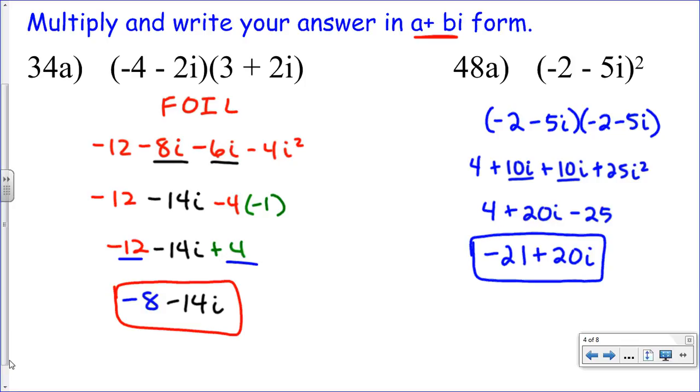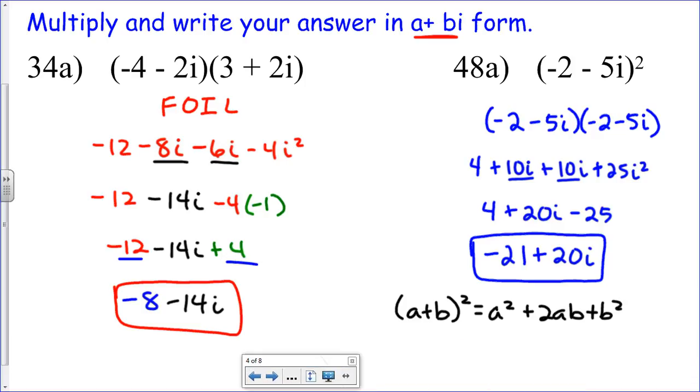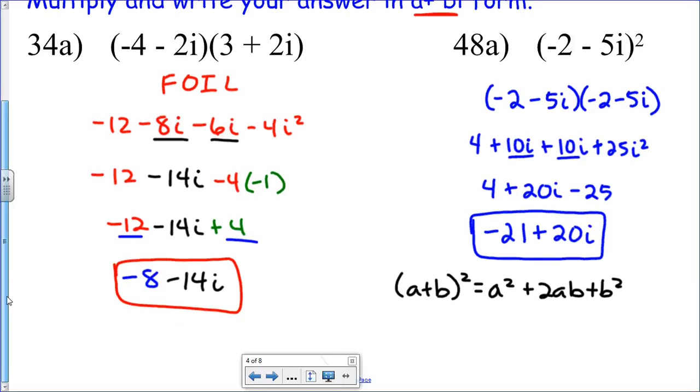Okay, when you square a binomial, the shortcut is a squared plus 2ab plus b squared. So, you know when we did the sum and difference of cubes, it didn't really matter if a or b were negative, you just followed the signs exactly. Well, when you do this, we are going to pay attention to the signs when we square our binomial.